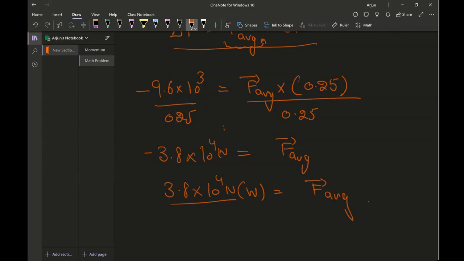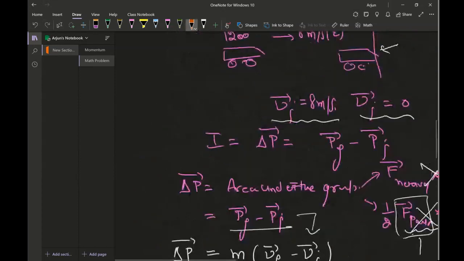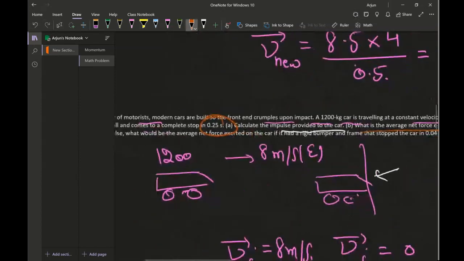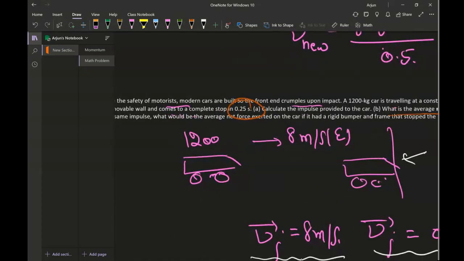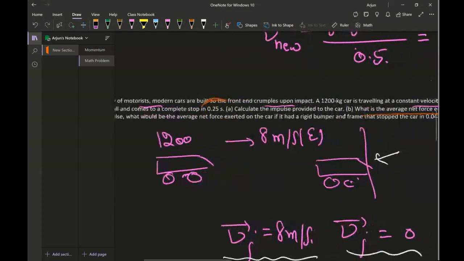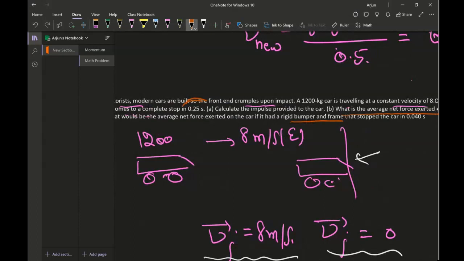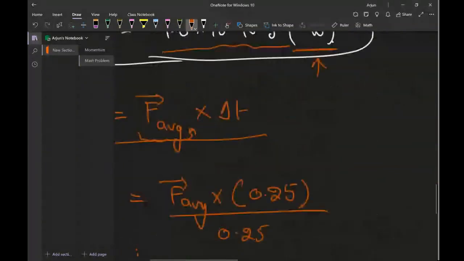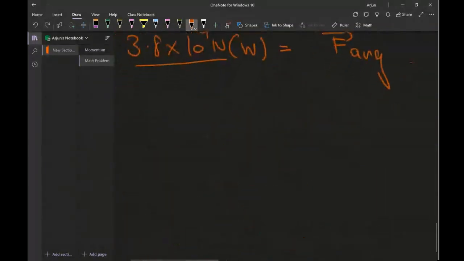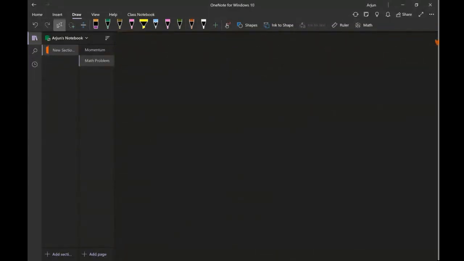Now let's look at part number 3 for this question. It says, what would be the average net force on the car if it had a rigid bumper and frame that stopped the car in 0.04 seconds? I'll encourage you to pause the video and try to solve it on your end first, and then I'll do it.